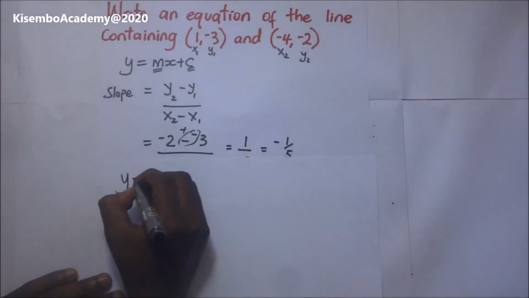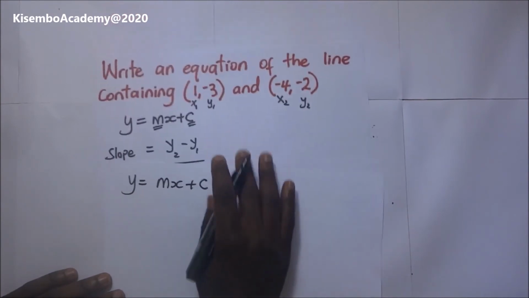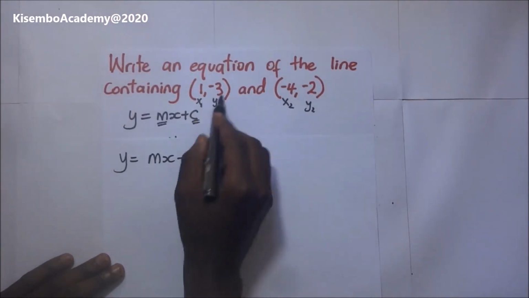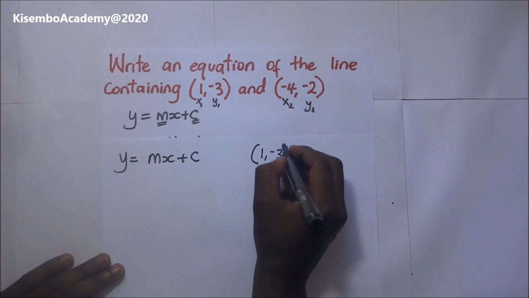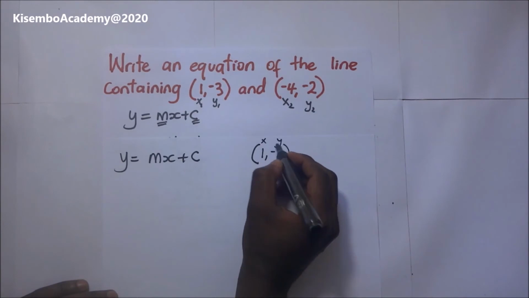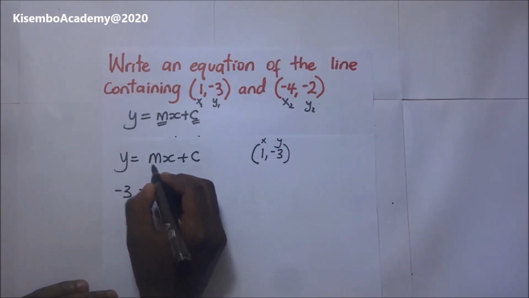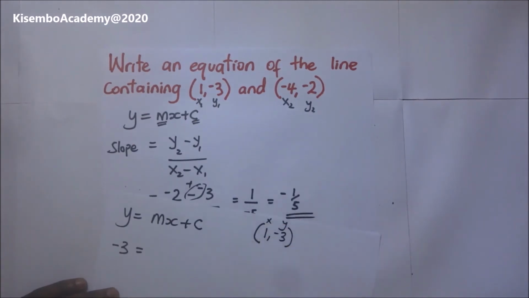So that's our slope. After finding our slope, go ahead and find the value of c, the y-intercept. So from y is equal to mx plus c, we shall just get one of these 2 points. One of these 2 points, let's get this one of 1, -3. So we are going to substitute it in here. So this is x, this is y. So our value of y here is -3, so we shall say -3 is going to be equal to our slope, which we already got as -1 over 5.